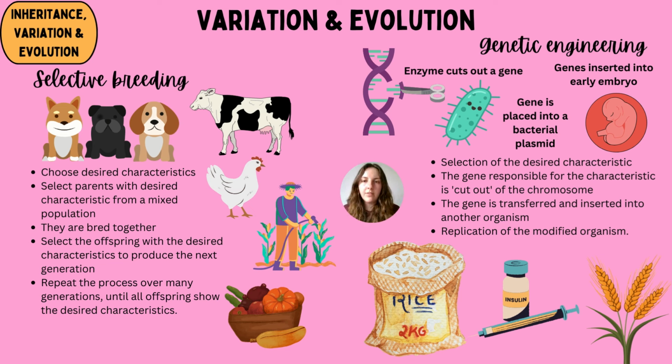So this was an example of how insulin has been utilized to help people with diabetes. We also have the golden rice product, which is genetically modified to increase the level of beta carotene.